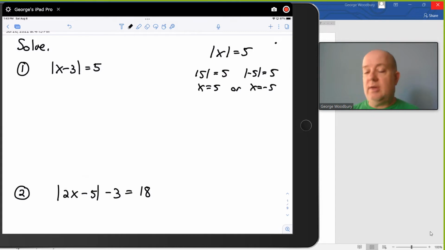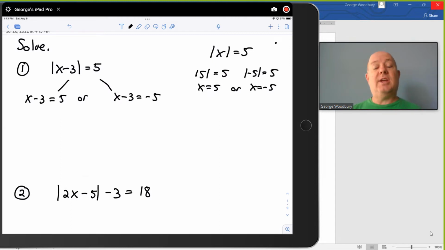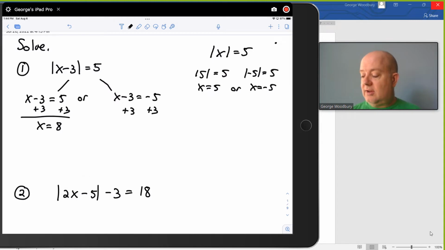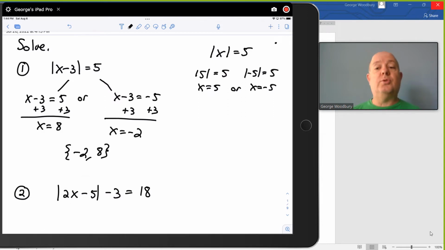So if we have the absolute value of x minus 3 equals 5, that will split into x minus 3 equals 5, or x minus 3 equals negative 5. We've changed that from one absolute value equation into two linear equations that we know how to solve. The first one we can solve by adding 3 to both sides to get to x equals 8. The other one we can add 3 to both sides as well to get to x equals negative 2. So there are two solutions here, negative 2 and 8.